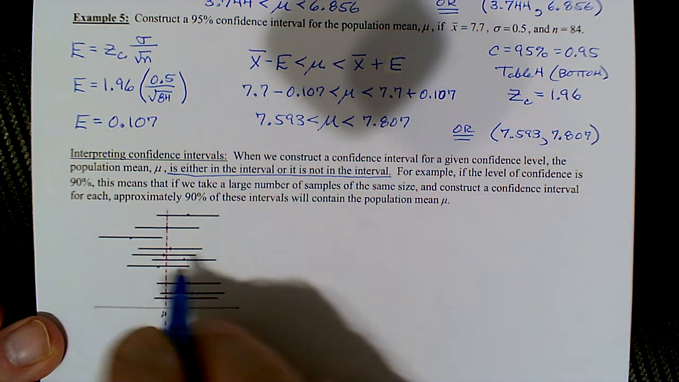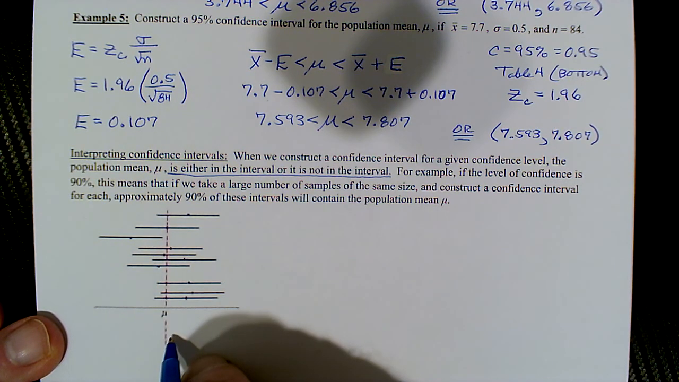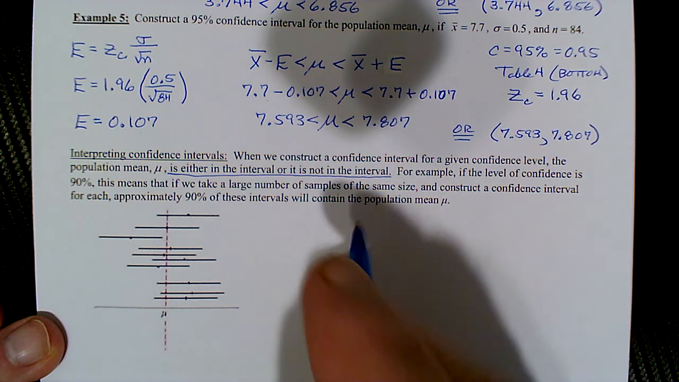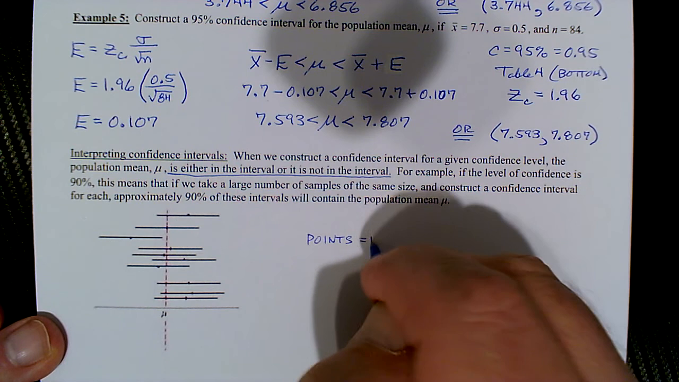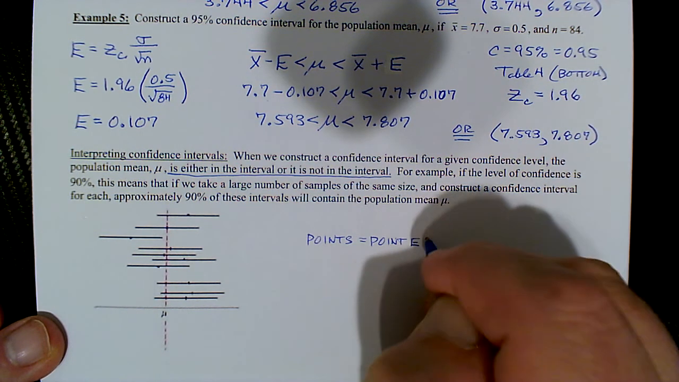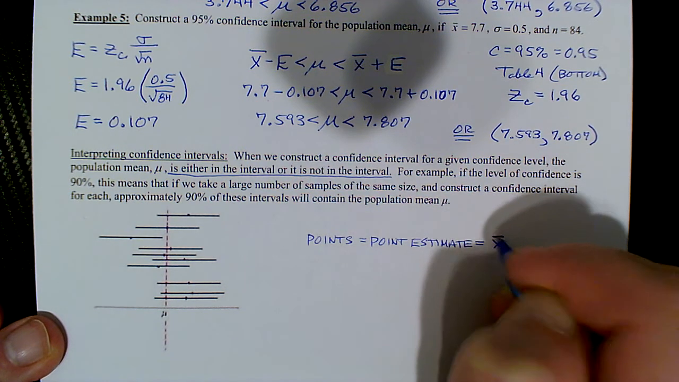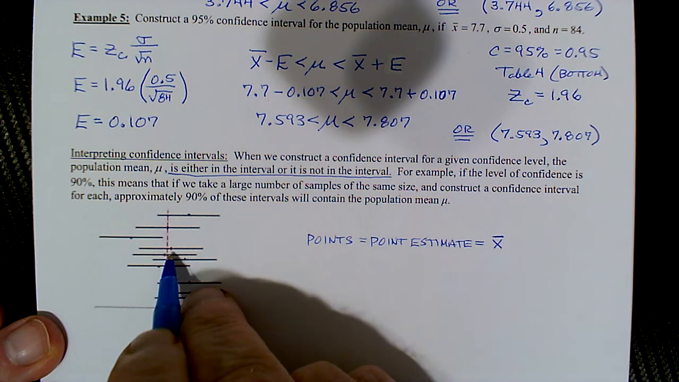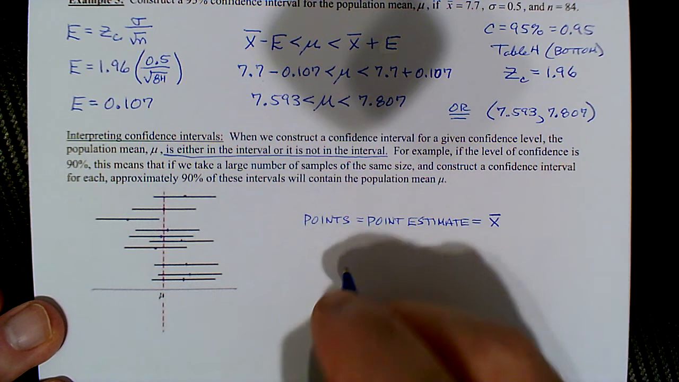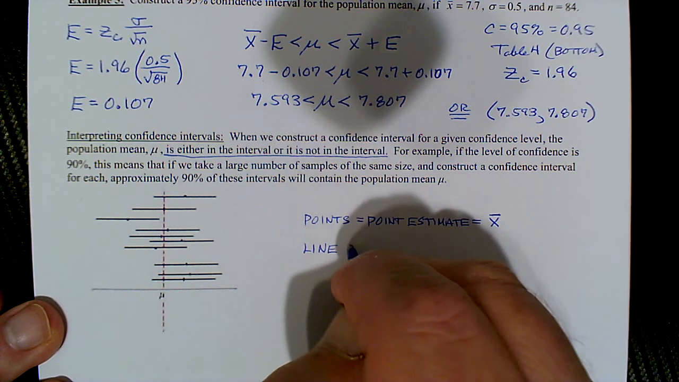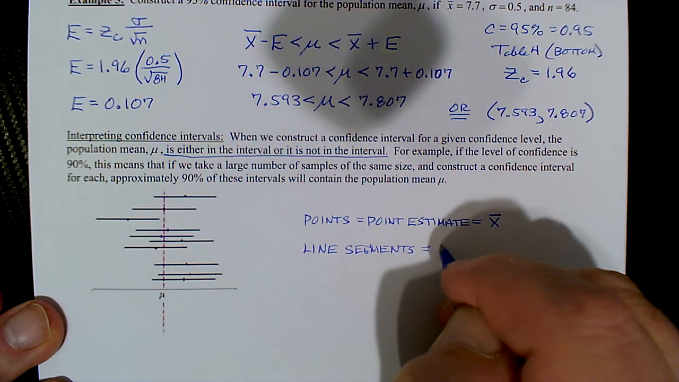this population mean. For example, in this little sketch here, we've got mu, which is the population mean running down the middle. And these lines all represent the confidence intervals. The points on the line represent the point estimates for that particular sample, which are the X bars. And notice that the points are different for each of the confidence intervals because you're taking a different sample, so you're going to get a different sample mean. And the line segments, those are the confidence intervals.